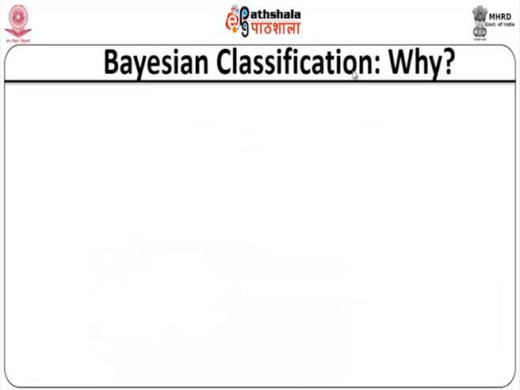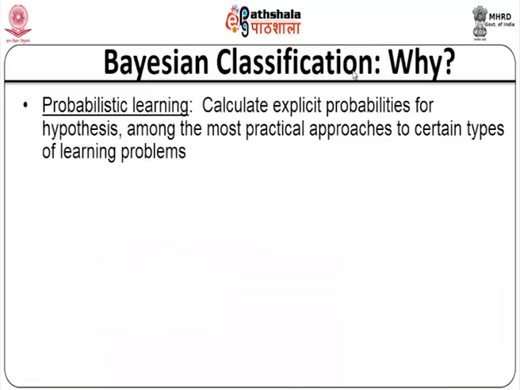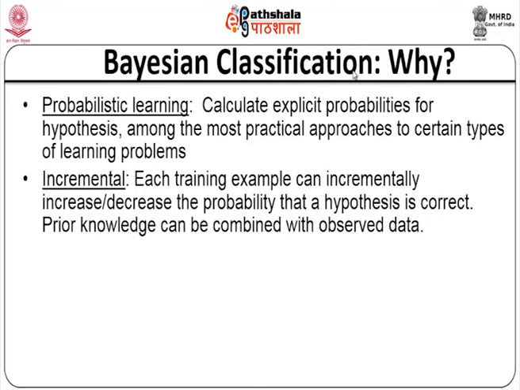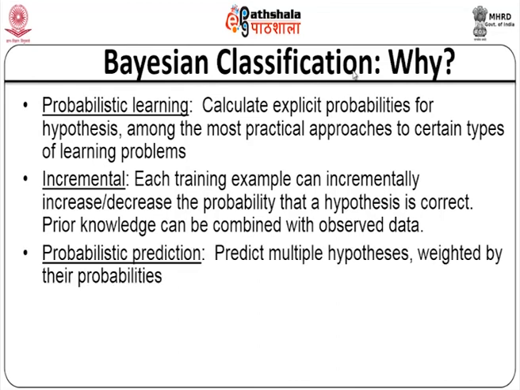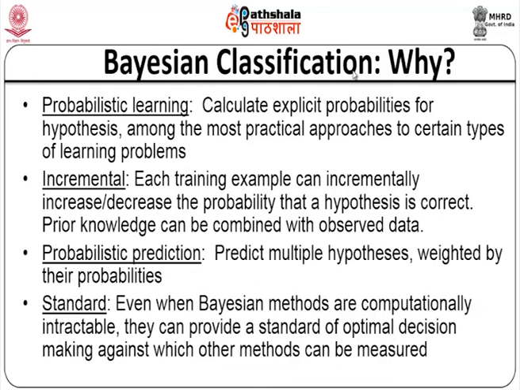for each class. Now, why should we use Bayesian classification? It is because we can calculate explicit probabilities for the hypothesis, it is among the most practical approaches to certain types of learning problems, and each training sample can incrementally increase or decrease the probability of a hypothesis. So, prior knowledge can be combined, we have discussed this, and it can predict multiple hypotheses weighted by their probabilities. Even when Bayesian methods are computationally intractable, they can provide an optimal decision.